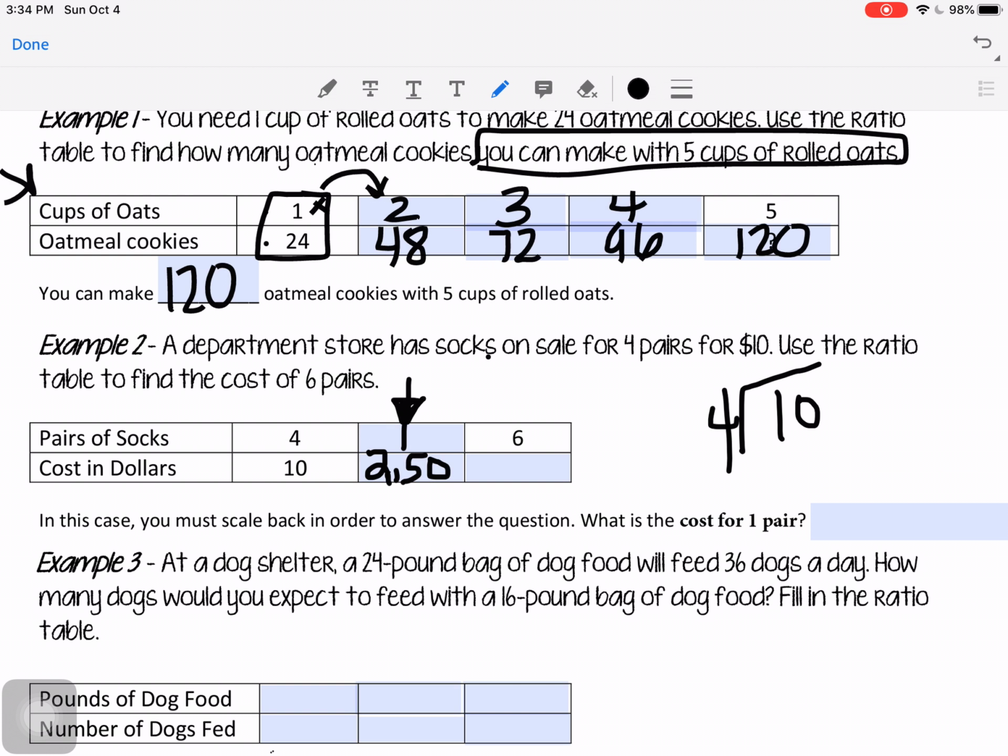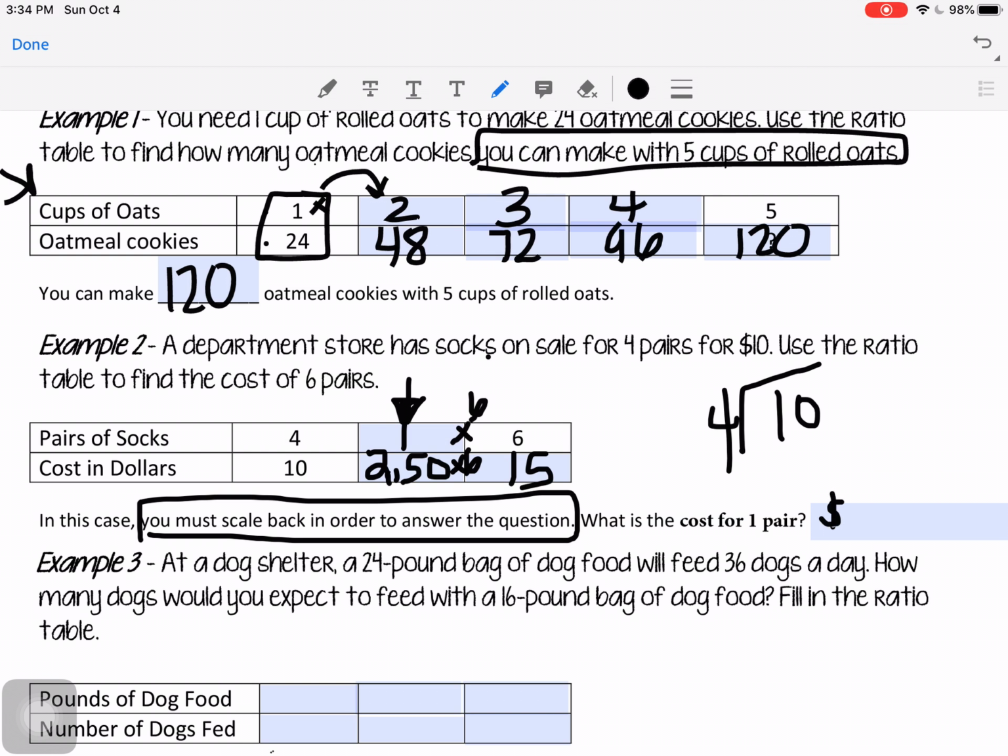And in order to find out how much 6 pairs of socks cost, we're going to multiply 1 times 6, 2.50 times 6. And we get $15 for 6 pairs of socks. And it says in this case, you must scale back. So first we divide in order to get 2.50. And then it says, what is the cost of 1 pair? And we stated that 1 pair costs $2.50.